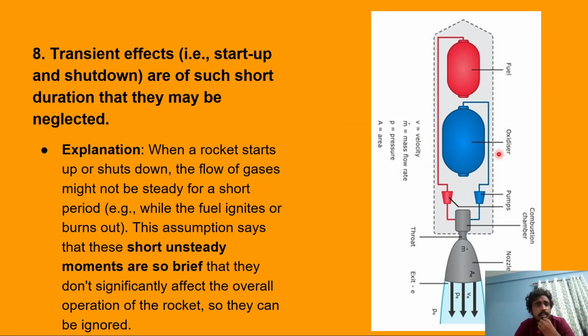Transient effects, startup and shutdown duration. See what happens during startup. When a rocket starts, there will be some fluctuations in everything. We neglect that. During shutdown also we neglect that. Shutdown is happening right now because we have reusable rockets, thanks to Elon Musk. So whatever the startup and shutdown effects are, we neglect them for calculation purposes. This is too much idealism.